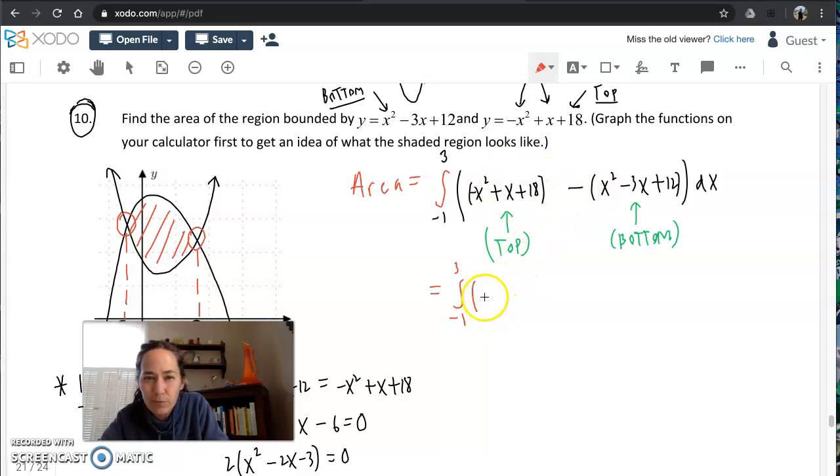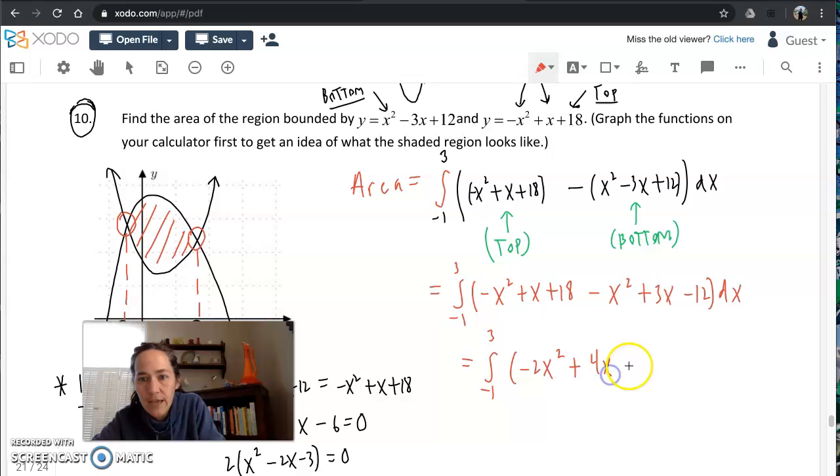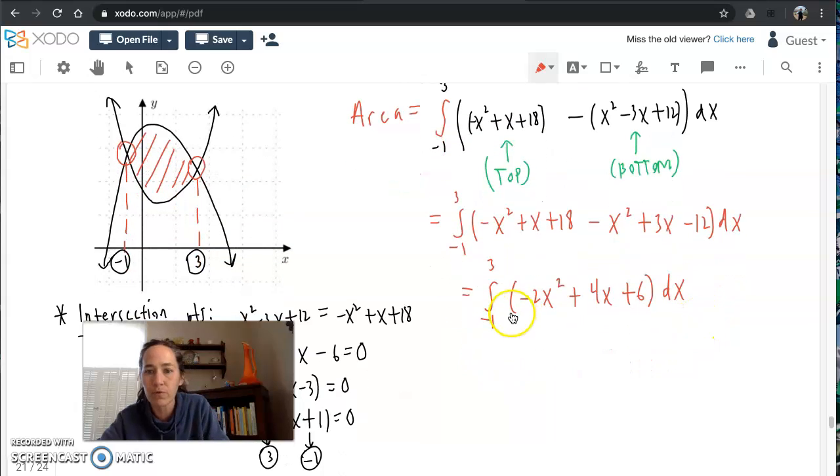So really, let's get rid of these parentheses: -x squared plus x plus 18. And I'm going to distribute this negative sign in to get -x squared plus 3x minus 12 dx, like that. Here we've got an integral from -1 to 3, scooping up the like terms, of -2x squared plus 4x, and then 18 minus 12, I think plus 6 is what we want to integrate. And let's show that integral before we do the plug-in.